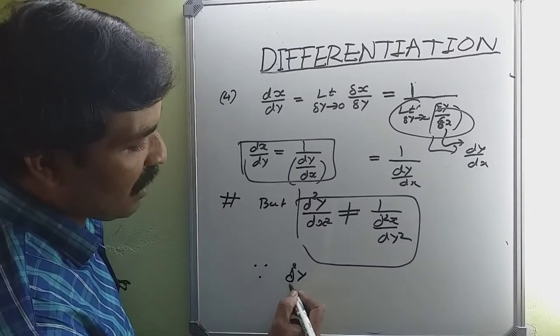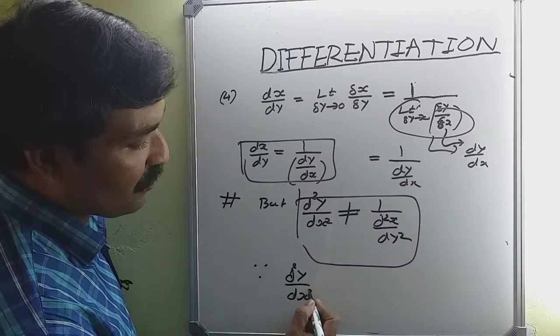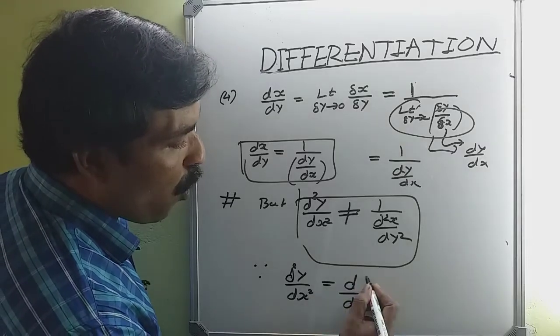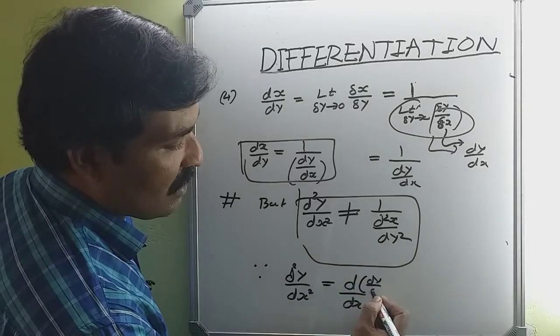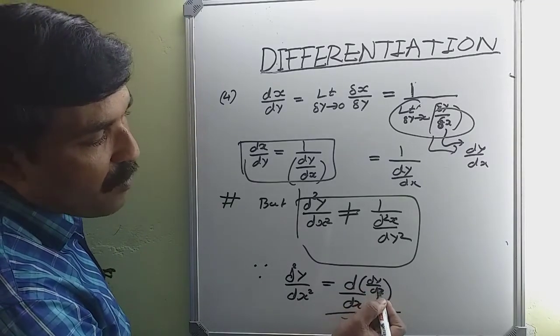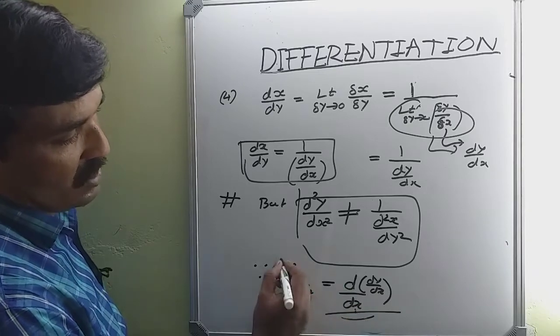D square y by dx square is equal to d by dx of dy by dx. That is the derivative of dy by dx with respect to x.